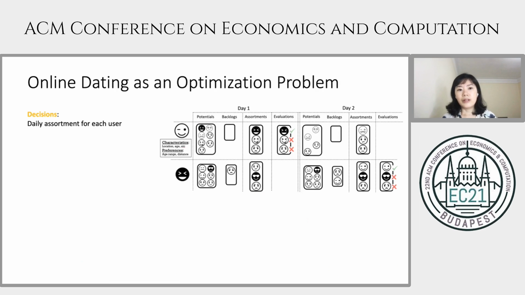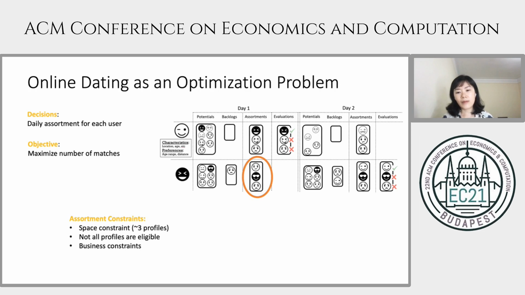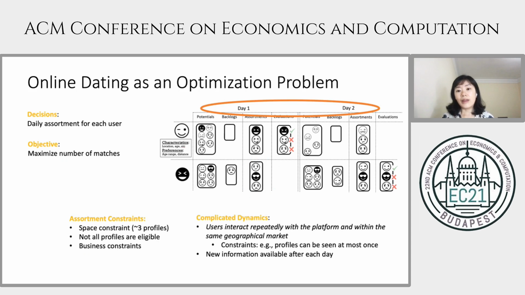So the decision for the platform is to select the daily assortment for each user. And the objective here is to maximize the number of matches. Of course, there are some constraints that need to be satisfied. In the interest of time, I won't go into details. And the complication here is the dynamics. Users interact repeatedly with the platform. There are constraints that need to be satisfied every period. And also new information is available after each day that needs to be taken into account.